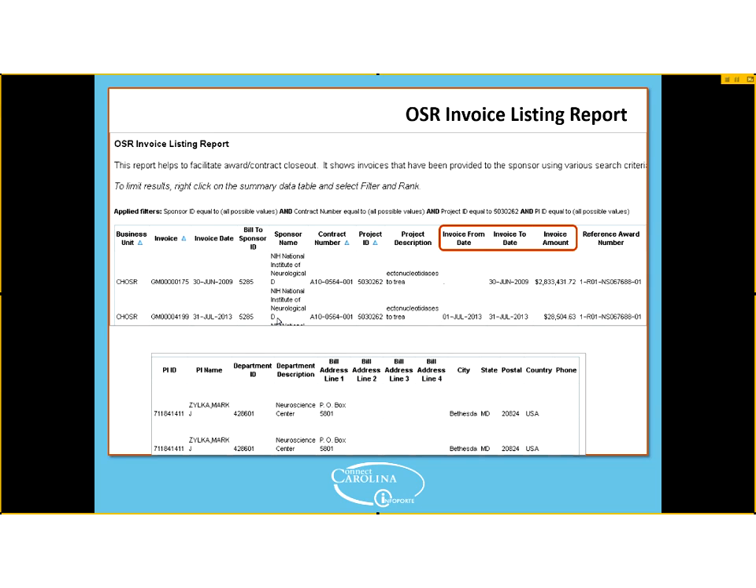Right here, I can actually see the dates that the invoice is covering and the invoice amount. So you can see, like in that second row, that invoice was covering July 1st of 2013 through July 31st of 2013, and that invoice amount was $28,504.63.